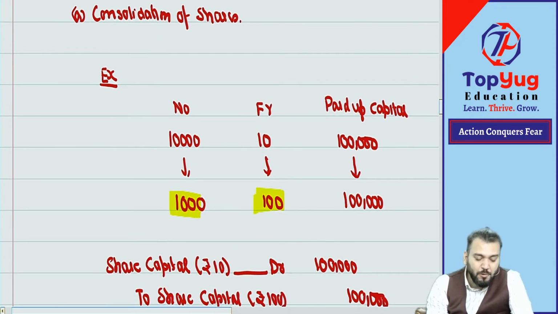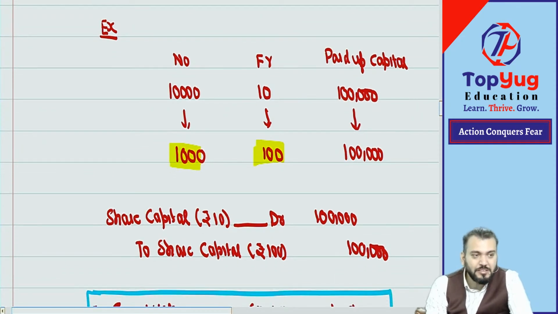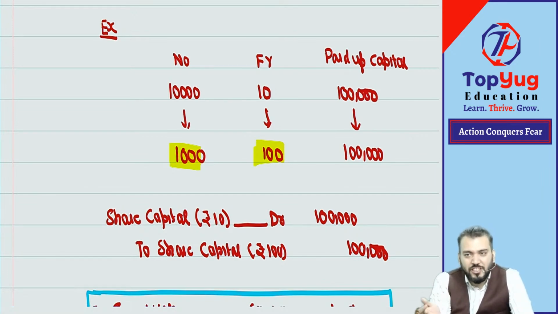So there are two types of alterations. One is consolidation of shares. The other is subdivision of shares. Consolidation means to combine smaller denomination shares into higher denomination shares. Subdivision means to subdivide higher denomination shares into smaller denomination shares.